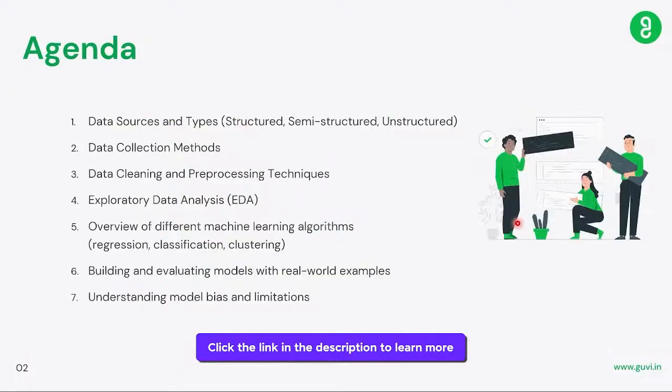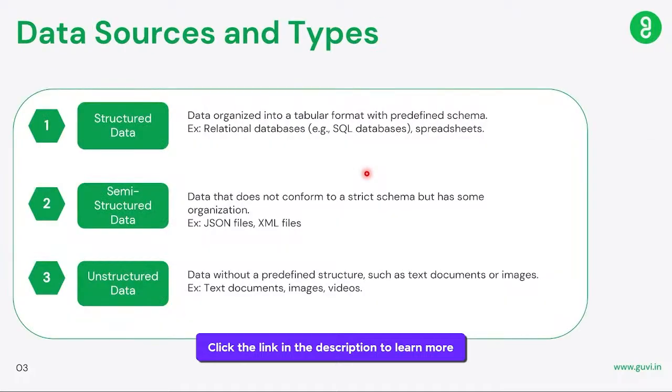So the agenda of this session is: the different sources and types, the structured, semi-structured and unstructured, data collection methods, and data cleaning and pre-processing techniques. Now, what is a data source and what are data types? Understanding the different types of data sources and their respective formats is fundamental in data science and analytics. Now, let's explore the three main types: structured, semi-structured and unstructured data.